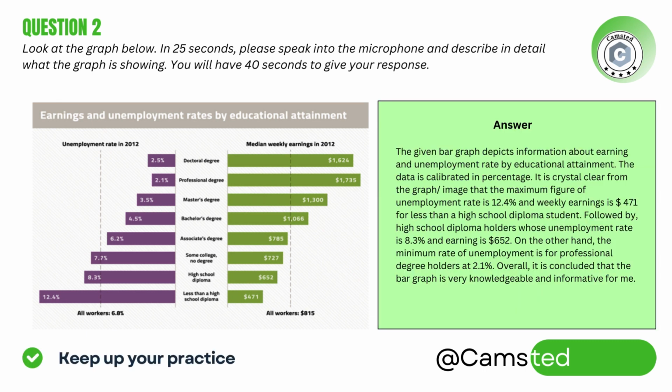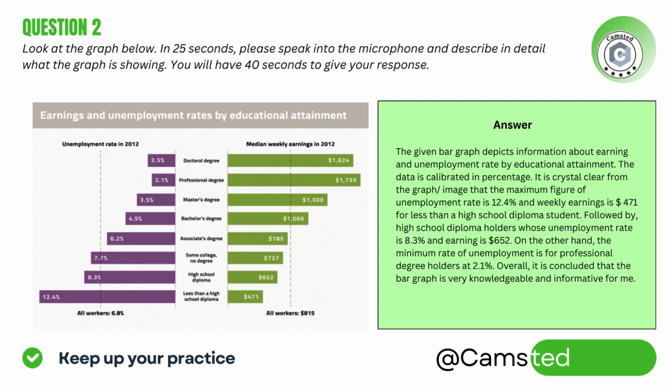The given bar graph depicts information about earning and unemployment rate by educational attainment. The data is calibrated in percentage. It is crystal clear from the graph that the maximum figure of unemployment rate is 12.4% and weekly earnings is $471 for less than a high school diploma student.